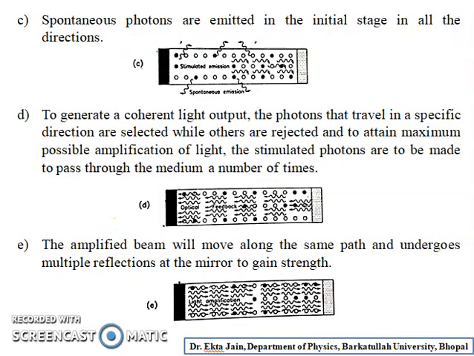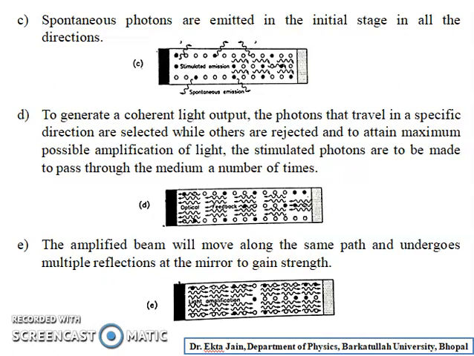Now what happens in figure C? We see here that spontaneous photons are emitted in the initial state in all directions. And what happens in D? To generate a coherent light output, the photons that travel in a specific direction are selected while others are rejected. And to attain the maximum possible amplification of light, the stimulated photons are made to pass through the medium a number of times.